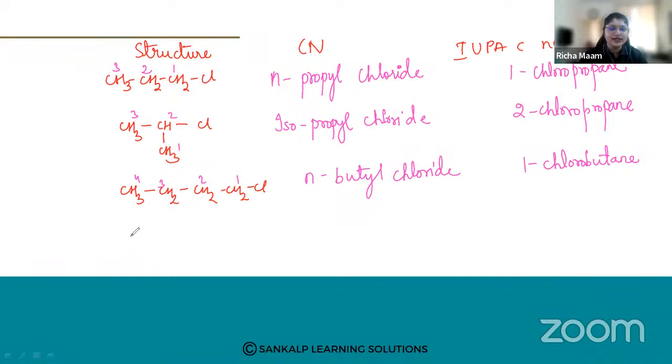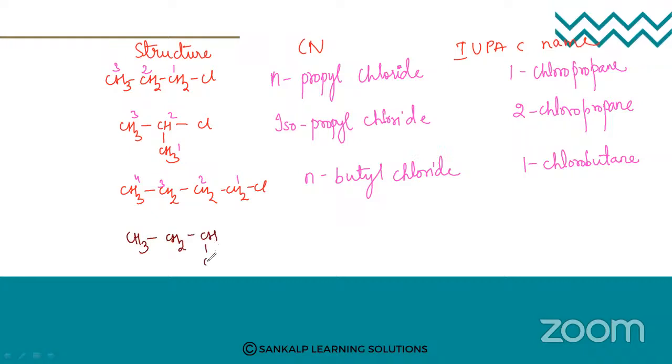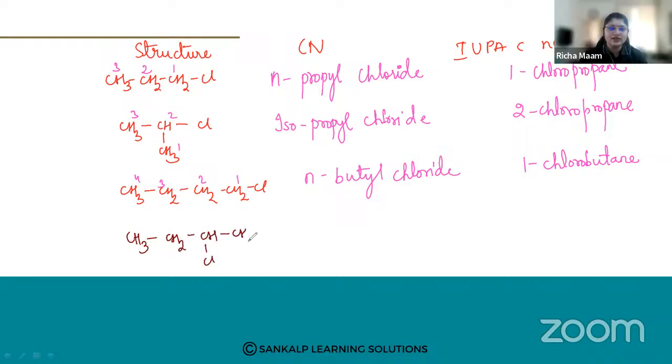Now, next one is CH3, CH2, CHCl, and CH3. Okay. One more I'll write. It will be CH3C, CH3 thrice, then CH2. Okay. Now you can tell me. So I have written 2 more.